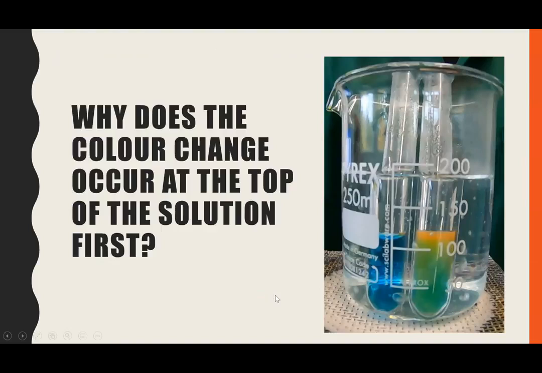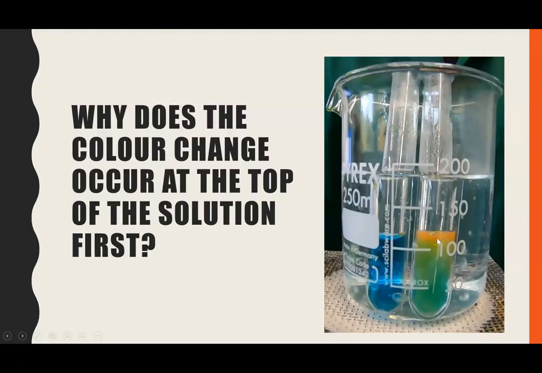Now you might have noticed in the beaker, as the reaction was occurring, that the colour changed at the top of my solution first. And I've taken a shot from the video here where we can see that bright orange colour starting to form at the top first, and it's yellowy green and almost still blue down here at the bottom of the test tube. So this is the point where, just to pause to have a think, why is it that the reaction is occurring first at the top of my solution?